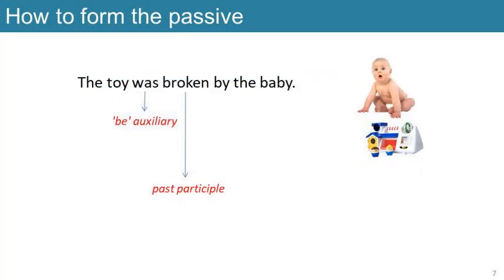So, to create the passive, you need the past participle of the action verb, but you also need the auxiliary verb to be in one of its forms. In the sentence "the toy was broken by the baby," broken is the past participle, and was is the auxiliary verb to be in the past tense.